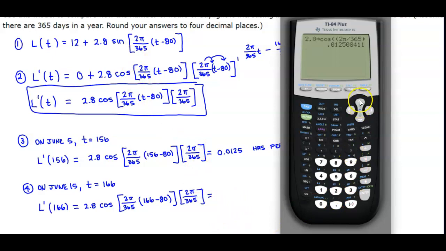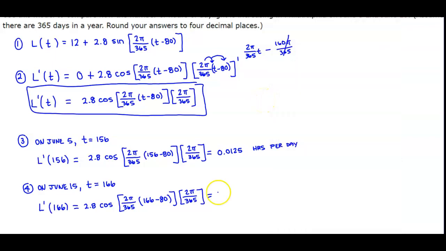On our calculator, if you have a calculator like this, all we're going to do is press enter here, and then change this 156 to 166. So we put a 6 there, and then press enter. If we round that to 4 decimal places, we get 0.0044. And again, that's hours per day.